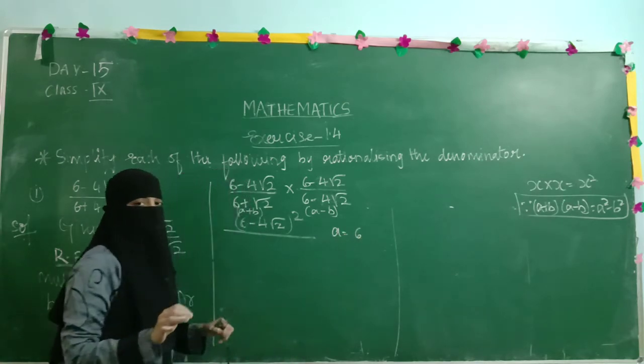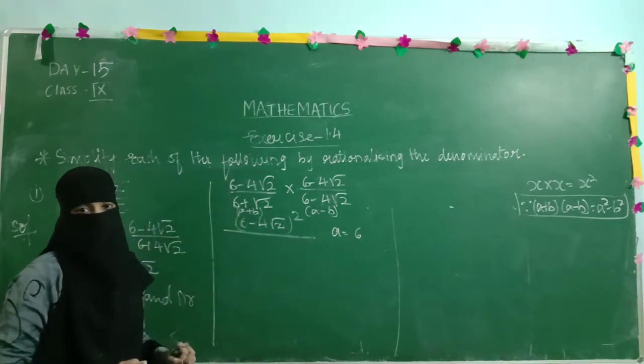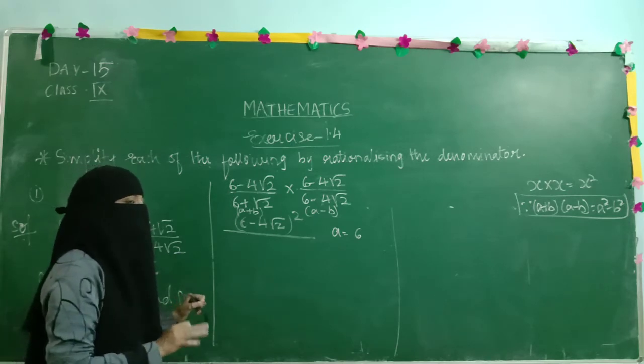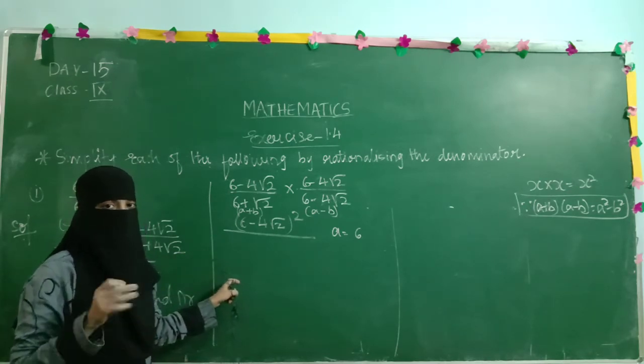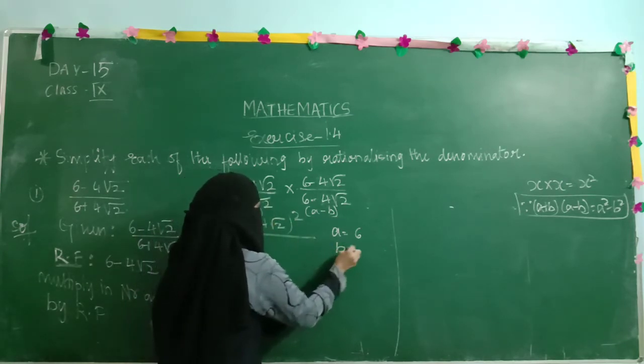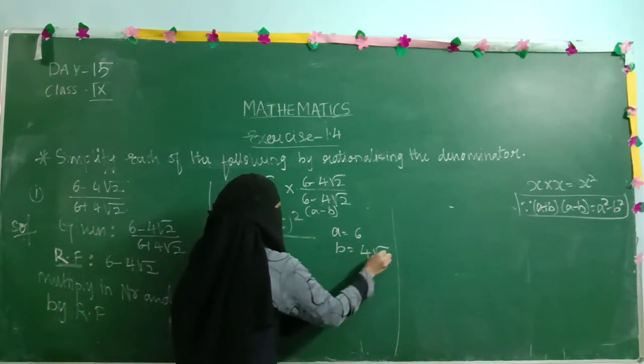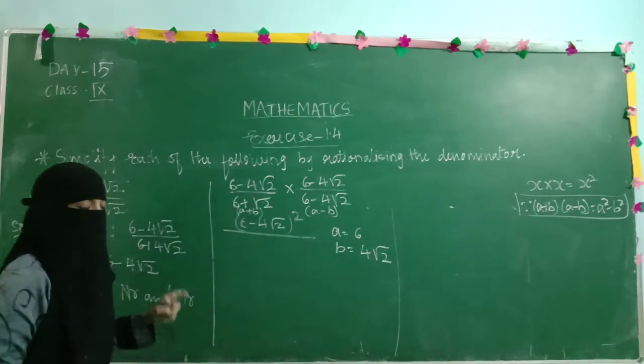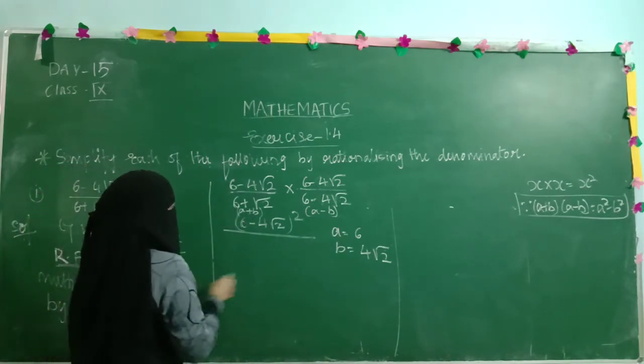Most important, don't forget first to write the values of a and b. If you are not writing them, you will get confused. Whenever there is substitution, you may make a mistake. So write the values: a is 6 and b is 4 root 2. This is your a value and b value. Now you need to start the substitution.